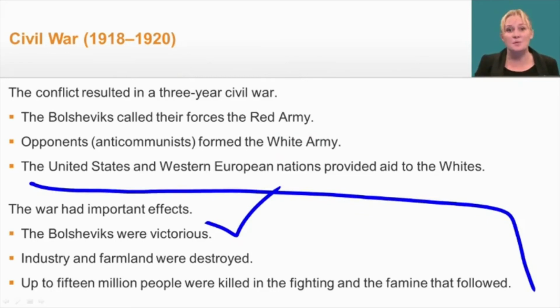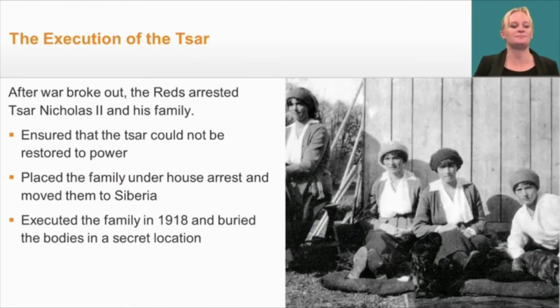However, the consequences or the effects of this were that industry and farmland were destroyed, and up to 15 million people were killed in the fighting and in the famine that followed. Now, during all of this, you might be asking yourself, whatever happened to the Tsar's family? Well, after the war broke out, the Red Army, the Bolshevik army, arrested Tsar Nicholas and his family.